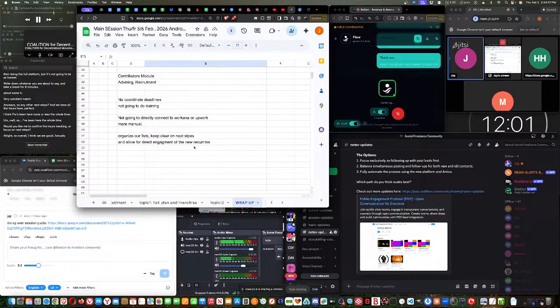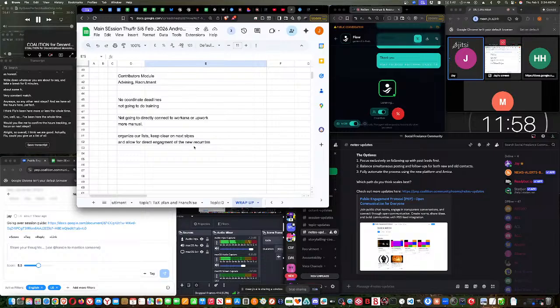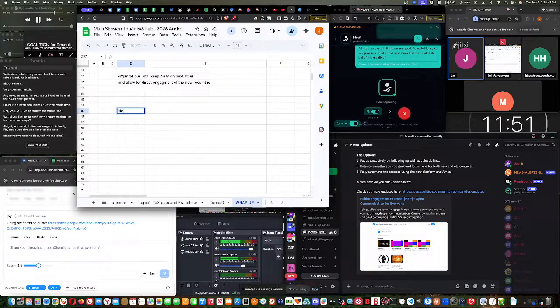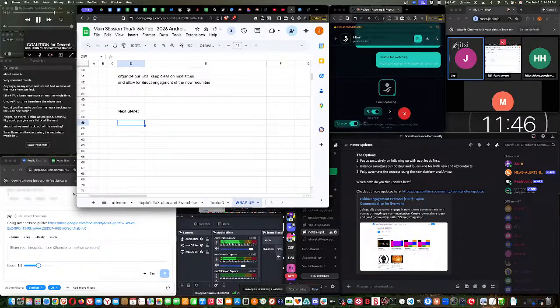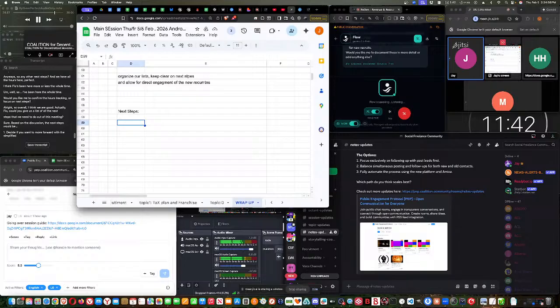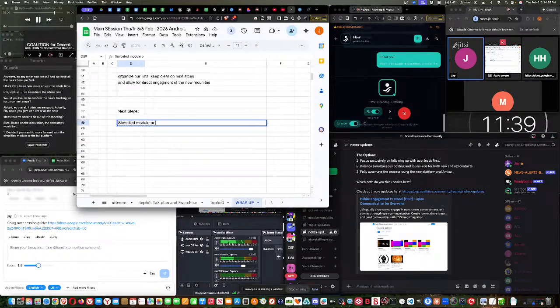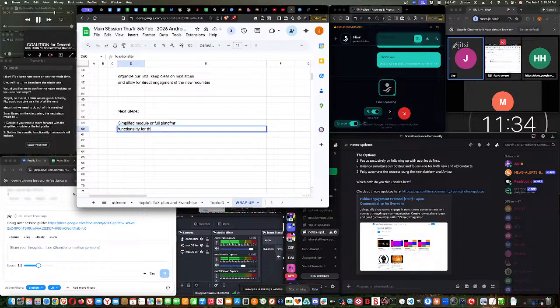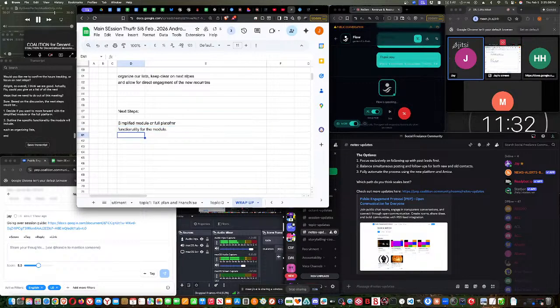Actually, Flo, could you give us a list of all the next steps that we need to do out of this meeting? Sure. Based on the discussion, the next steps would be 1. Decide if you want to move forward with the simplified module or the full platform. 2. Outline the specific functionality the module will include, such as organizing lists and facilitating direct engagement. 3. Identify what manual processes are.